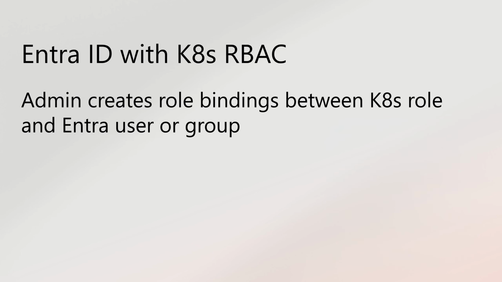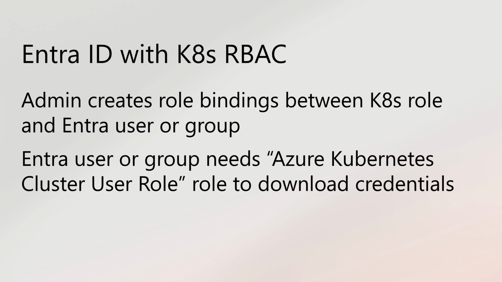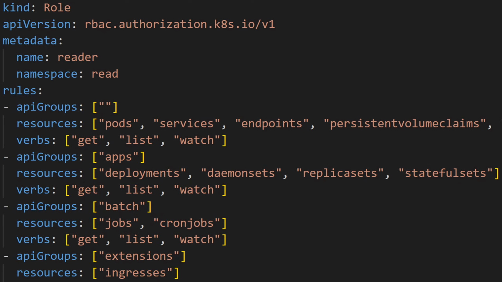The way this works is we create the cluster and then an admin configures the roles and role bindings between the Kubernetes roles and our Entra users. But additionally, our Entra users or also groups need the Azure Kubernetes cluster user role in Azure. This role is needed to download the kubeconfig file. So even though we configure everything in the cluster, we still have to use a bit of Azure RBAC. And the reason why this can be a problem is if you take a look here at this role.